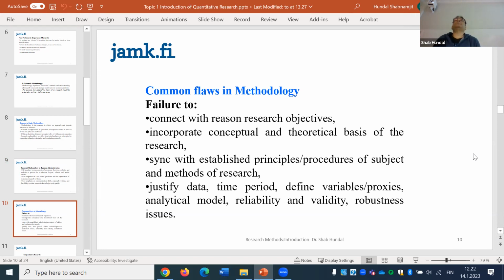Imagine your research question is, does education level have an impact on crime in society? This is your research question. Now tell me one thing. When you hear this research question, what type of literature review will you do?